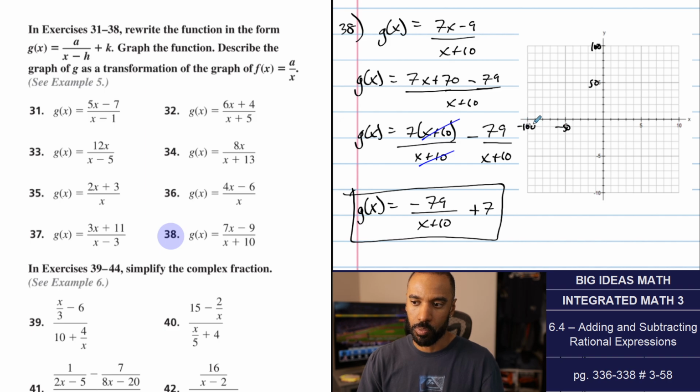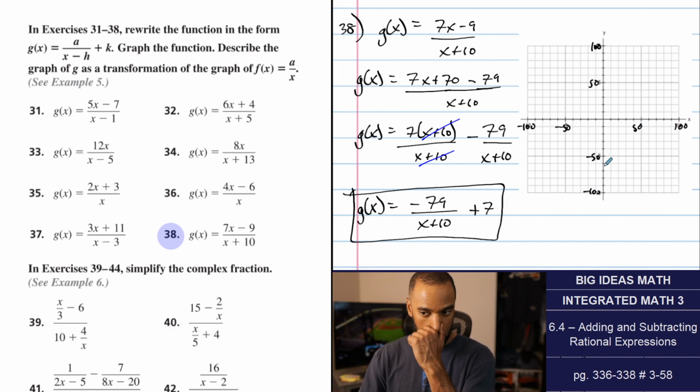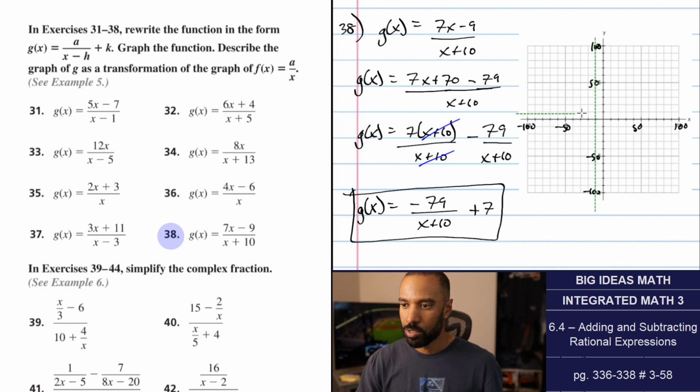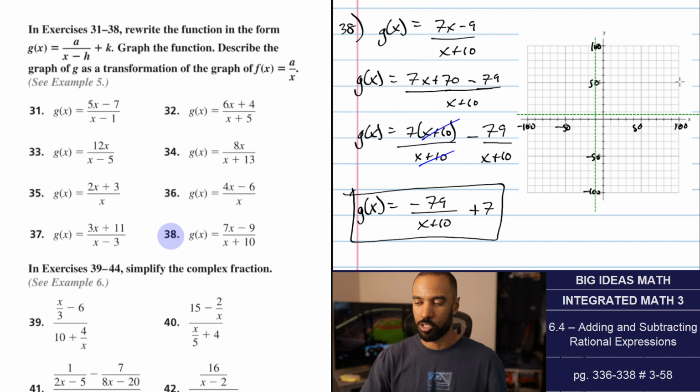I'm not going to deal with decimals, basically. Stubbornly, I'm not going to deal with decimals. So my asymptotes will go x equals negative 10, because they're scaling by 10s there. Y equals 7, just 7/10 of the way up. Boom, that actually fits pretty well.